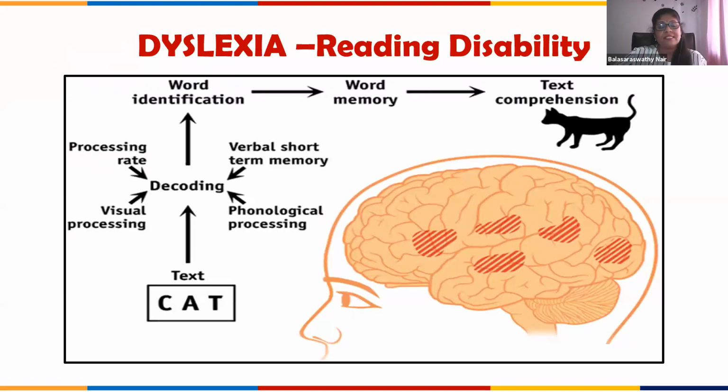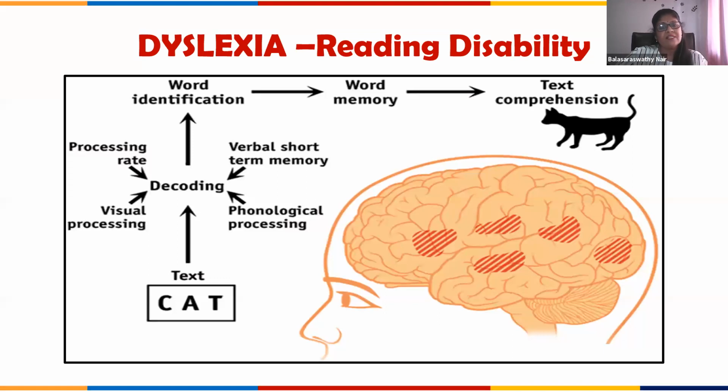What's the whole science of reading? When we look at a word, what happens? Our brain decodes the word. A normal brain decodes the word at a much faster pace when we are taught to read. But what happens to a dyslexic brain? There are four areas we use when we decode the word. That is visual processing, processing rate at which the word is decoded, verbal short-term memory, and phonology. That means every alphabet has a sound, and that sound and alphabet have to match.